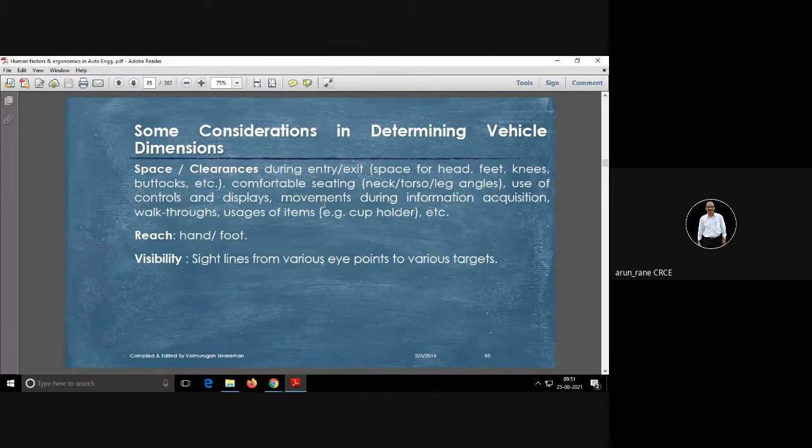You have to give some consideration in determining vehicle dimensions also, like how much is the space, how much is the clearance available, for the drivers when he's sitting inside. Same is applicable for your workplace also, like suppose a lock assembly line. If you are assembling a lock, how much is the space available for assembling the lock? How much is the clearance from the back side or from the left hand side or from the right hand side? How much is the clearance down? So this is also required before you go for ergonomic design.